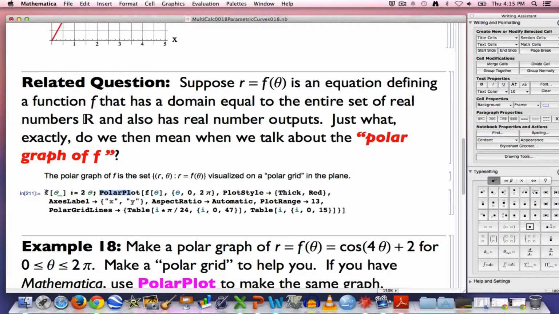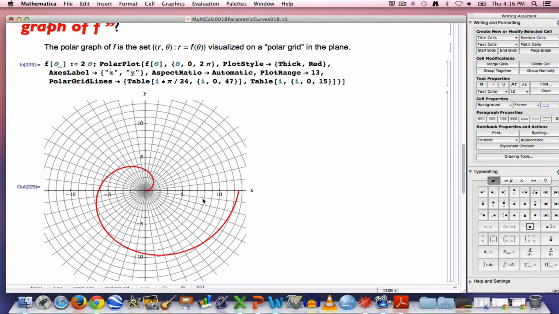It's still the same function, really, the doubling function: take an input and double it to get the output, but we're doing a polar plot. What's going to happen here? Will we get a straight line? The answer is no. We get a curve, in fact.